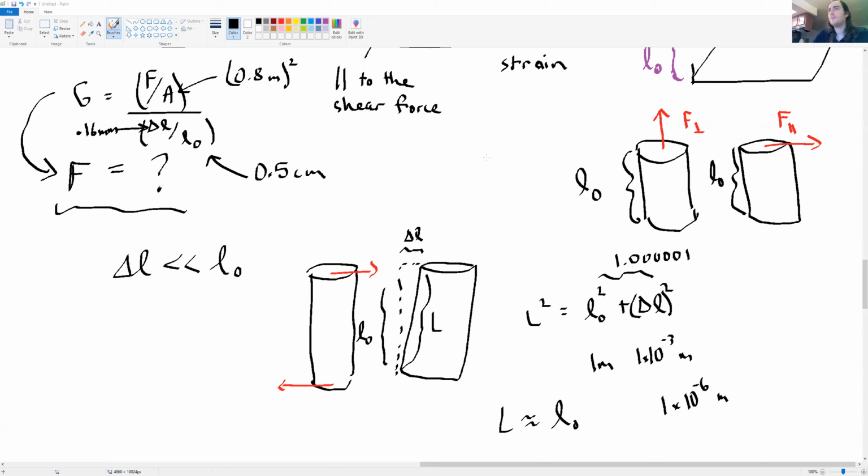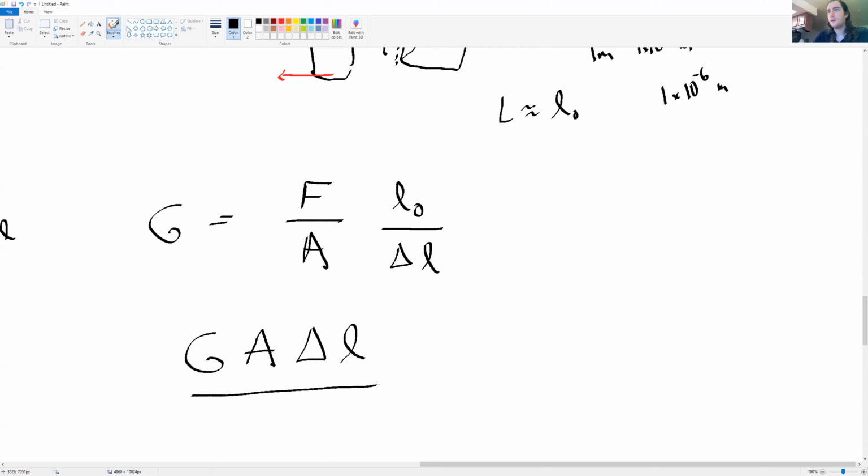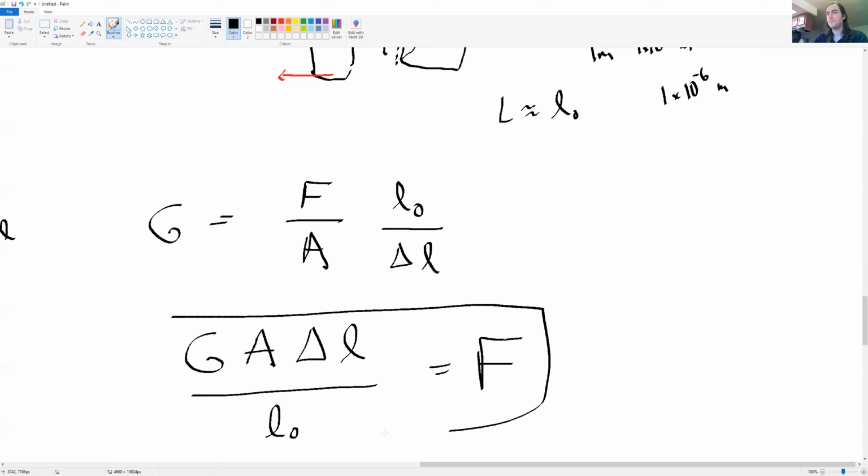Leanne, maybe one way to make it a little bit easier to solve would be if G equals F over A, and then flip and multiply the other one like this, right? And then since you're solving for F, you just want to move everything to the other side. So G, A, delta L divided by L0. Right, so we still can use the rules from algebra, right? If we're dividing by a fraction, just flip and multiply it if that makes it a little bit easier. So I don't know if this formula is the same as what you got, but there it is.